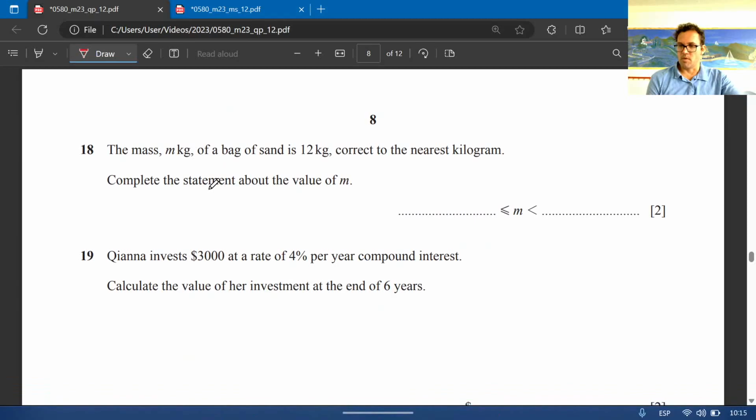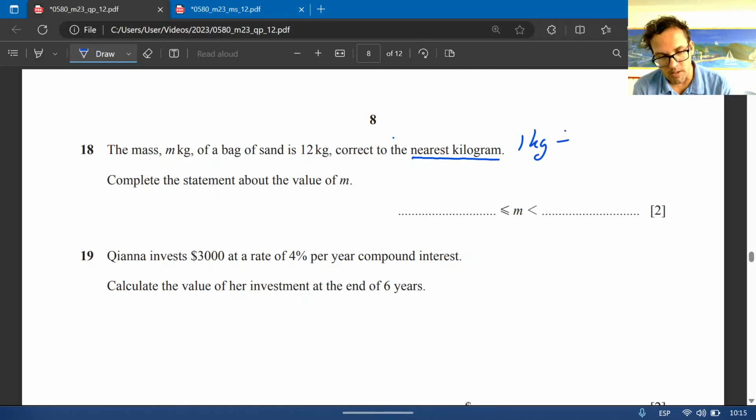Question 18. Somebody's got a bag of sand. Nice. And it's 12 kilograms, but not exactly. The answer has been rounded. It could be a little bit more than 12, could be a little less than 12, okay? It's been rounded to the nearest kilogram, which we could say is the nearest 1 kilogram.